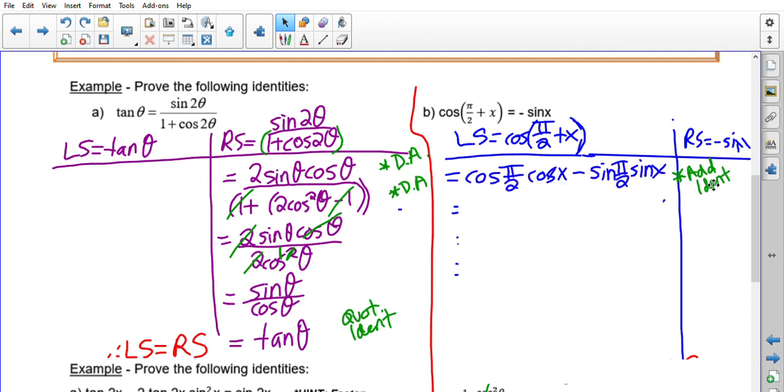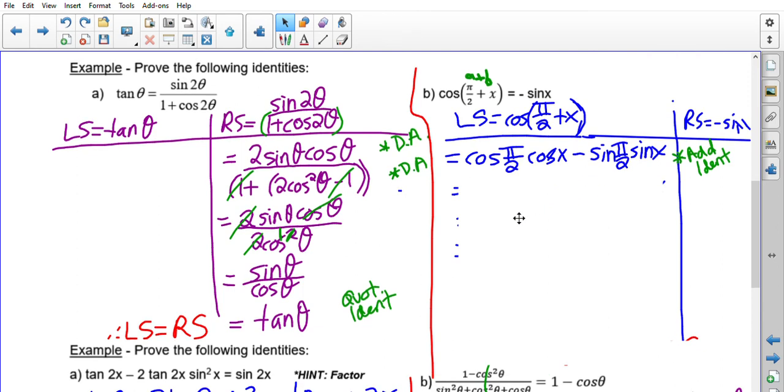Okay, so at the side here I wrote addition identity. So remember, this looks like cos A plus B, where A is pi over 2 and B is x. So we rewrite that as cos pi over 2 cos x minus sine pi over 2 sine x. Now, when we have just x in there, or theta in there, we can't do anything with it because it's just an unknown variable. This is where we actually have an angle measure, so we can solve this.